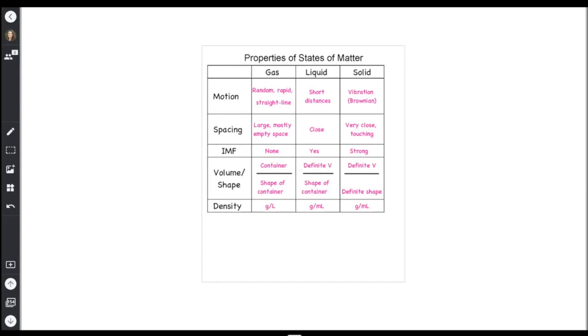But then in a liquid, our volume stays the same. A 2 liter of soda will always be a 2 liter of soda, no matter what I pour it in, the shape of the container. And then gases, they're going to expand and take the shape of the container.